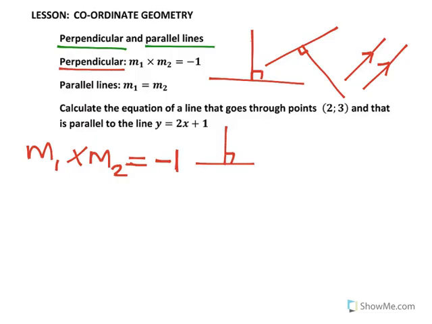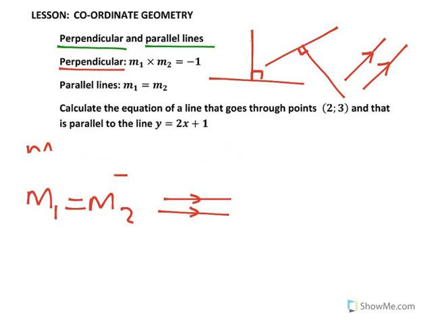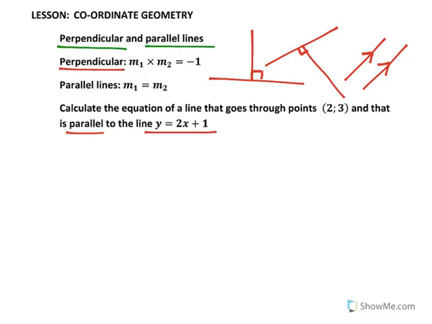Now, for parallel lines, the gradient of the first line is equal to the gradient of the second line, m1 equals m2. These are parallel lines. Remember, parallel lines will never meet. Now, having gotten that information, look at the question. It says, calculate the equation of a line that goes through the point (2, 3) and that is parallel to the line y is equal to 2x plus 1. Let me look at the key words there: it's parallel, and it goes through this point.